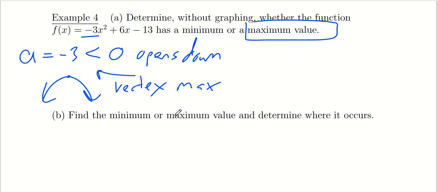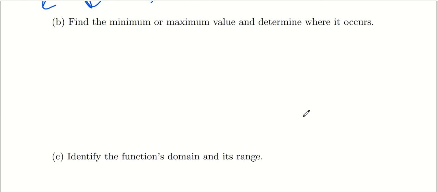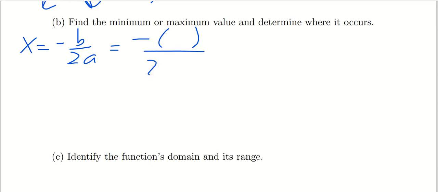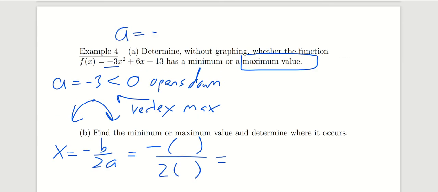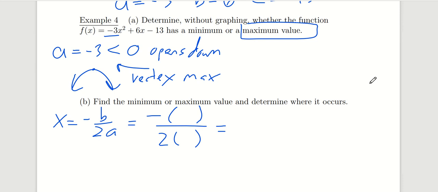Part B asks us to find the minimum or maximum value and where it occurs. Again, x equals negative b over 2a is going to be the location of it. So it's going to be the opposite of b divided by twice a. Let's come back up here and take a look at our expression. The coefficient a is negative 3, b is positive 6, and I don't have to state it, but c is negative 13. The opposite of b is going to be the opposite of 6, divided by 2 times a, which is negative 3. This is going to be negative 6 divided by negative 6, which gives us positive 1.